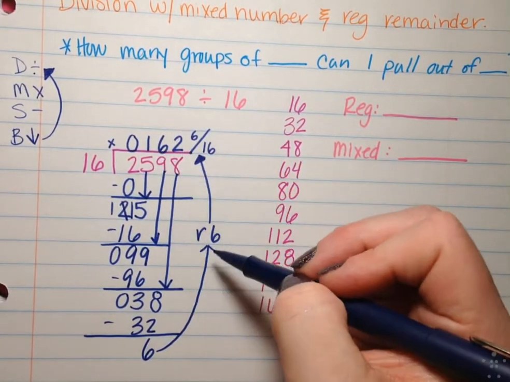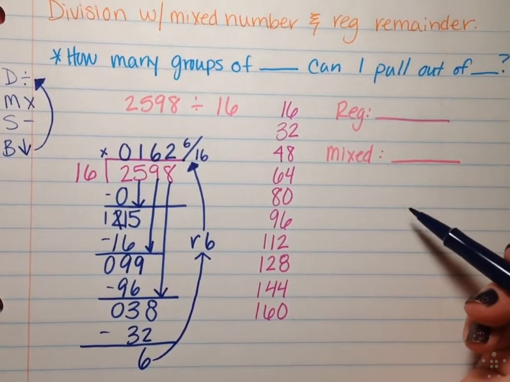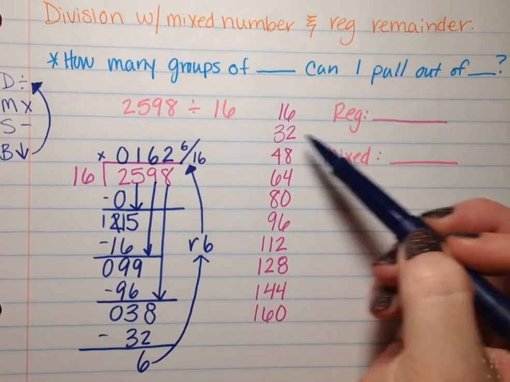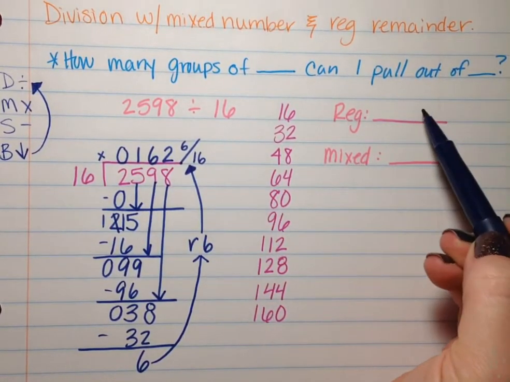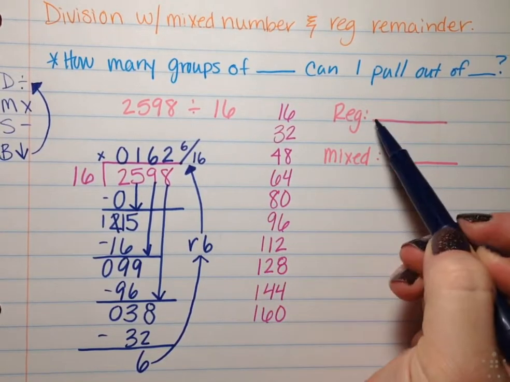So after I have both of these answers, I'm going to transfer them over here. Now remember, when you fill in your blanks here, you need to have the whole quotient. You can't just put the remainder here because that's not an answer. So let's do the regular remainder first.